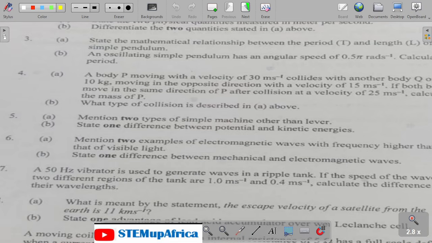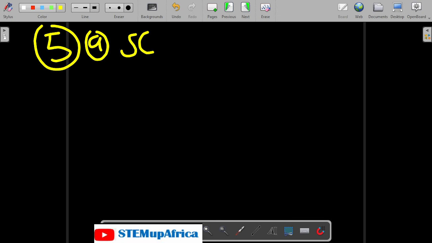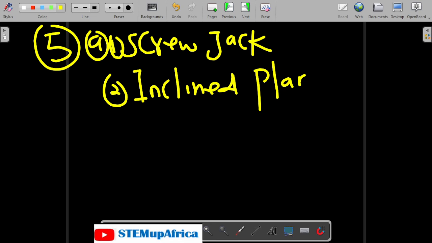Question 5a says mention two types of machine other than the lever. We know we have different types of machine, and the lever is always the first one. So, other than the lever, we have the screw jack, which is a type of machine. Number 2, we have the inclined plane. It's a machine also. Any two. So I'm writing as much as I can.